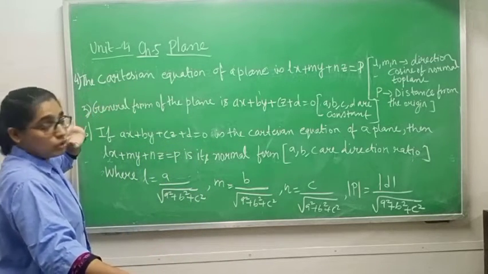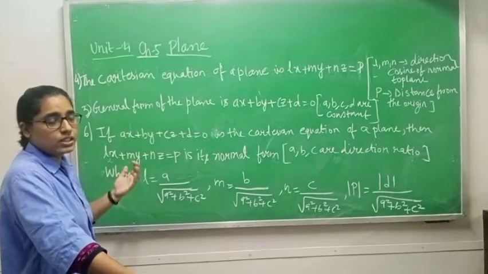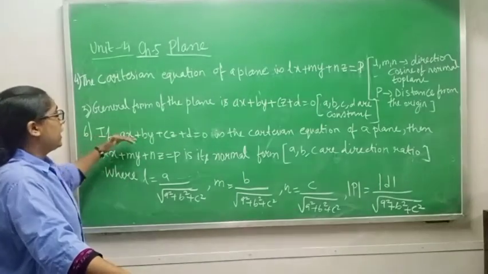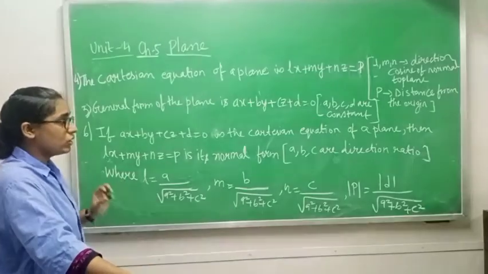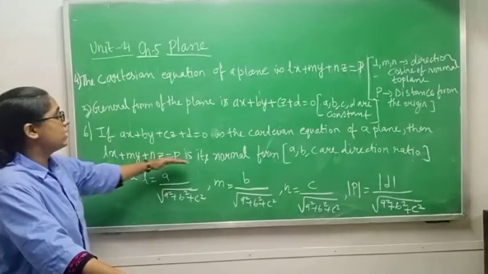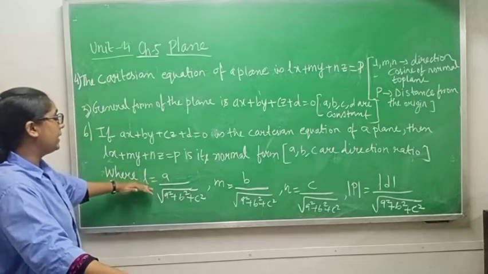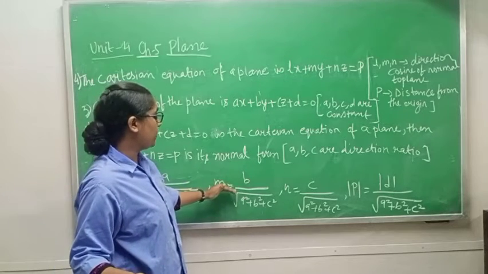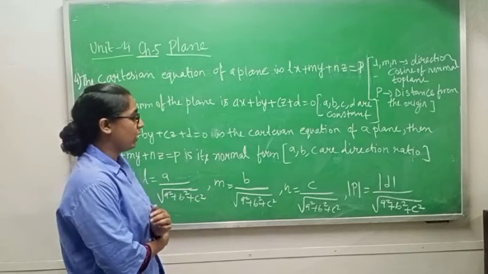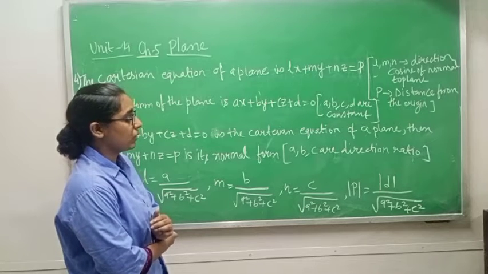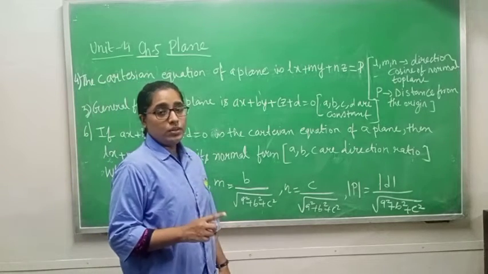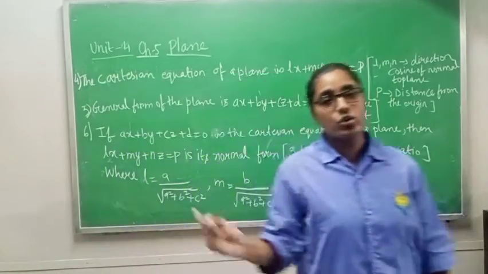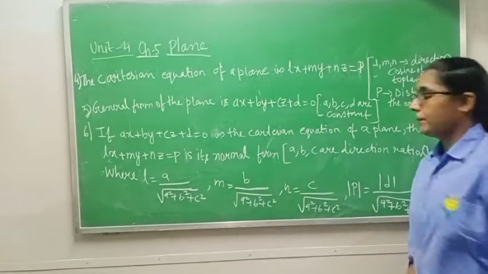This is for the Cartesian equation of a plane when direction cosines and distance from the origin are given to you. This is the general form, when a, b, c, d are the constant terms. If ax plus by plus cz plus d equals 0 is the Cartesian equation of a plane, then this one is its normal form. And now you will find L equals a by root over a square plus b square plus c square, M equals b by root over a square plus b square plus c square, N equals c by root over a square plus b square plus c square, mod p equals mod d by root over a square plus b square plus c square, where a, b, c are direction ratios. Okay, copy this one.